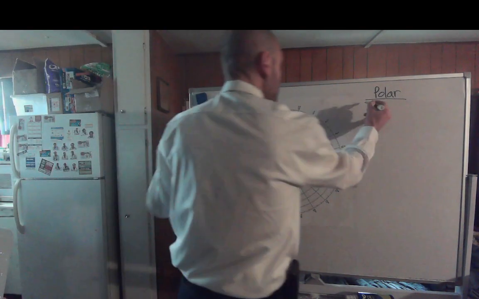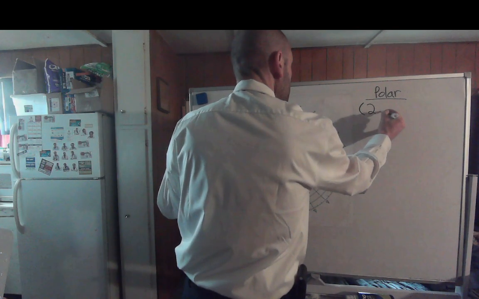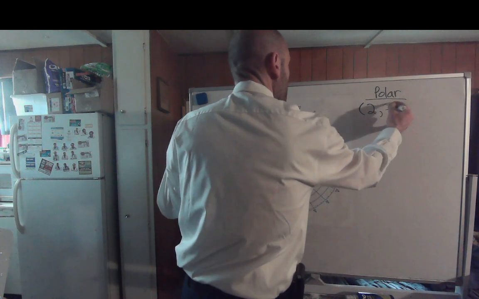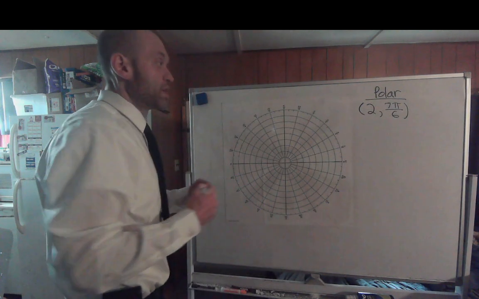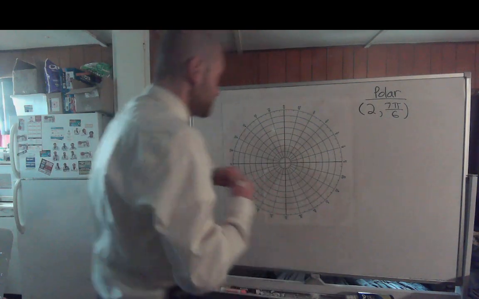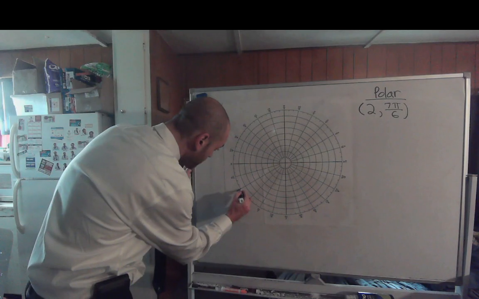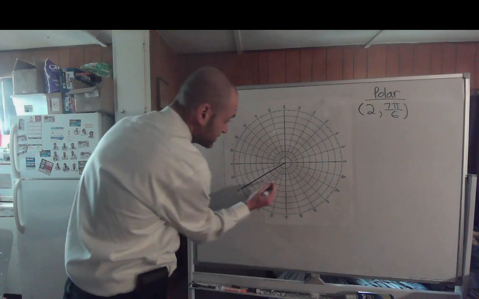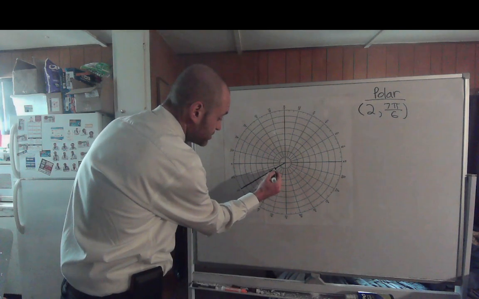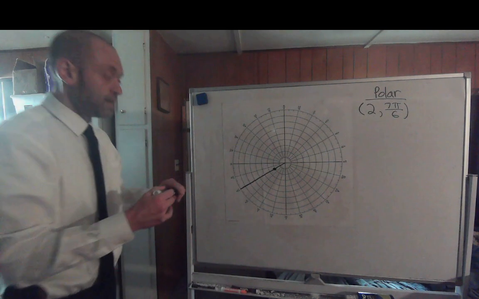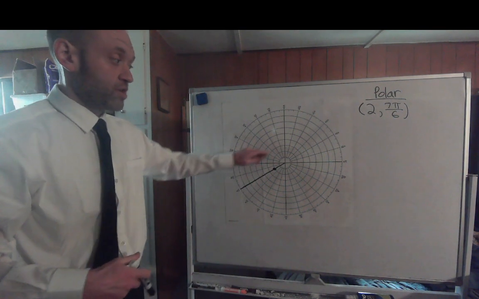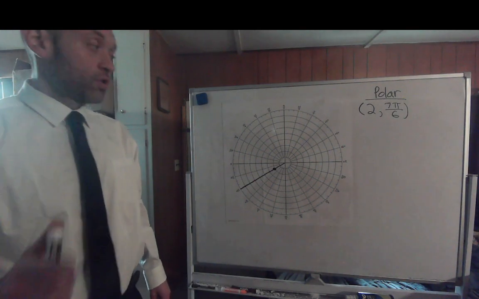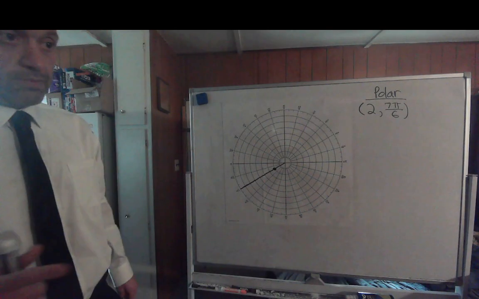Alright, we are given (2, 7π/6). So we have the polar coordinate (2, 7π/6). So here's my 7π/6, and the radius is 2, so I'm going right here. Here's (2, 7π/6). That puts me in the 3rd quadrant in my polar system, which means I should get something in the 3rd quadrant in my rectangular system.